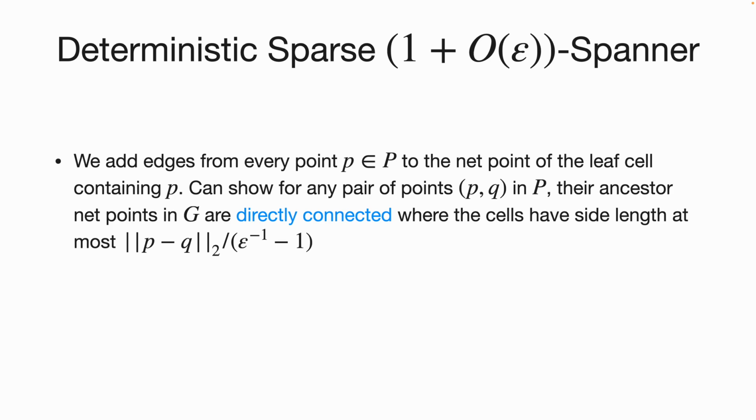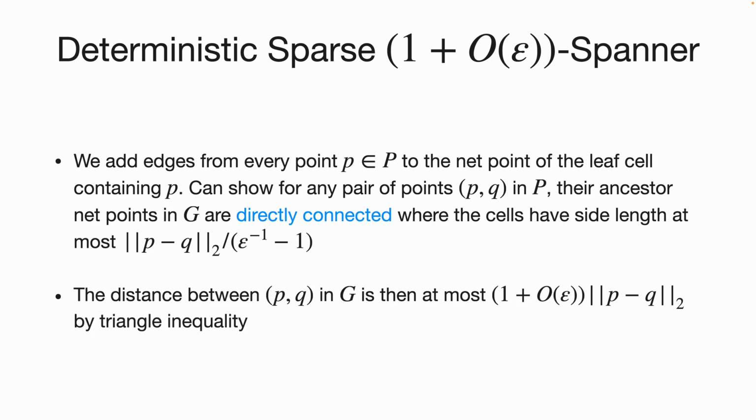We also add edges from every point in the original point set P to the net point of the leaf cell containing it. Then we can show that for every pair of points in P, the lowest level at which their ancestor points in the spanner are directly connected will have cell size at most O of ε factor of their Euclidean distance. By triangle inequality, the spanner's 1 plus O(ε) approximation ratio can be derived easily.